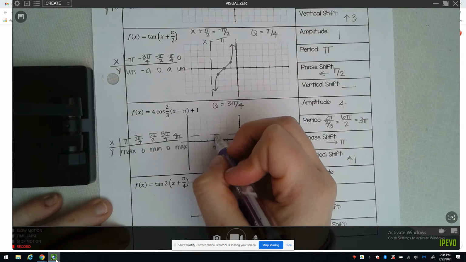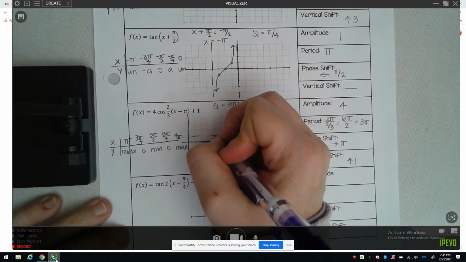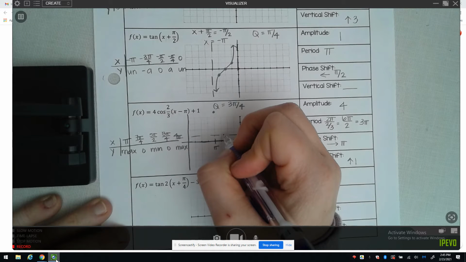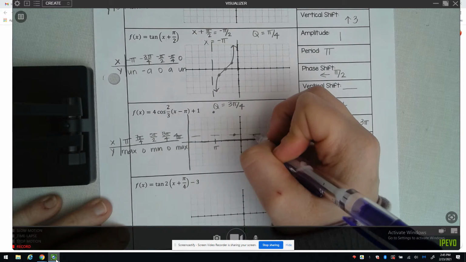So at 0, I go to my maximum, so that means I need to go up 4 from my new baseline because I shifted up 1. And then I'm going to go over 3 pi over 4. So 1, 2, 3. At 7 pi over 4, I'm at my baseline. 1, 2, 3. I'm going to go to my middle.